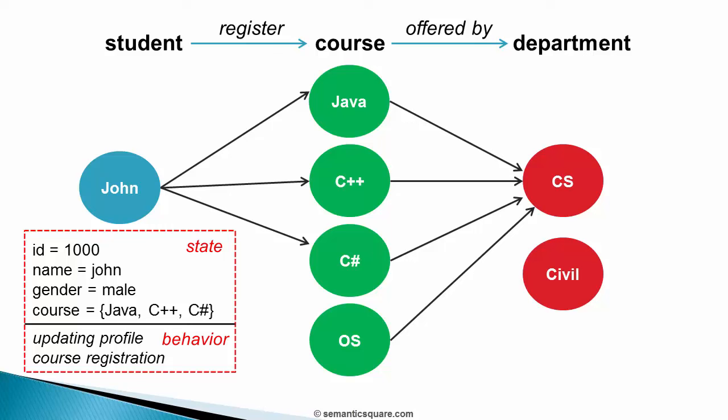So an object has both state and behavior, and these objects cannot exist by themselves. There should be some sort of a specification that tells the data that objects can have, like ID, name, gender, and so on, and also behavior like course registration and update profile. That specification is the class. So a class is like a blueprint and objects are actual instances of the class. In fact, often the term instance is also used to refer to an object.